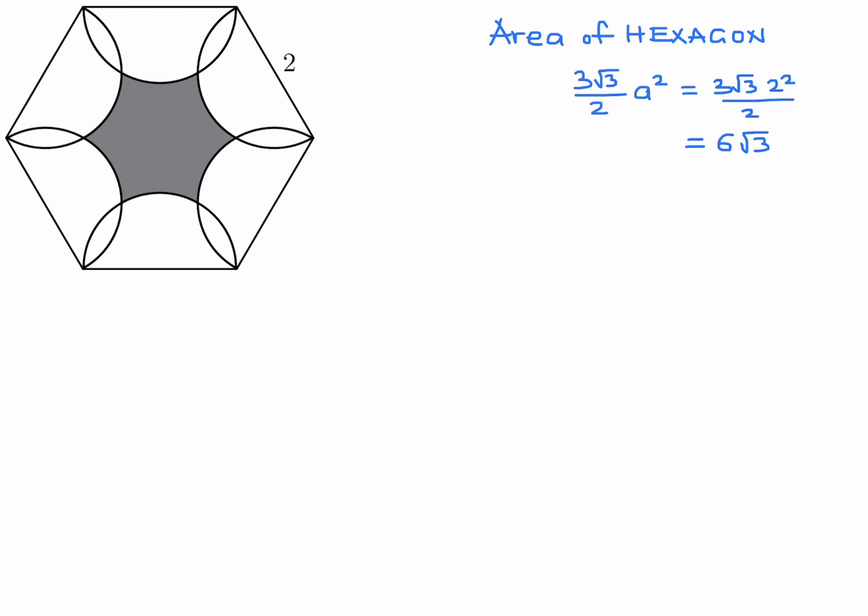Now the area of the shaded region, AS, is basically going to be the area of the hexagon, which is 6 root 3, minus the area of the unshaded region. Now, what is the unshaded region? That is what we have to figure out.